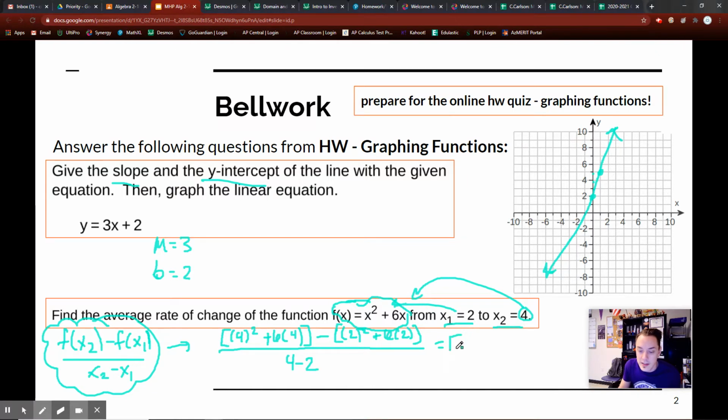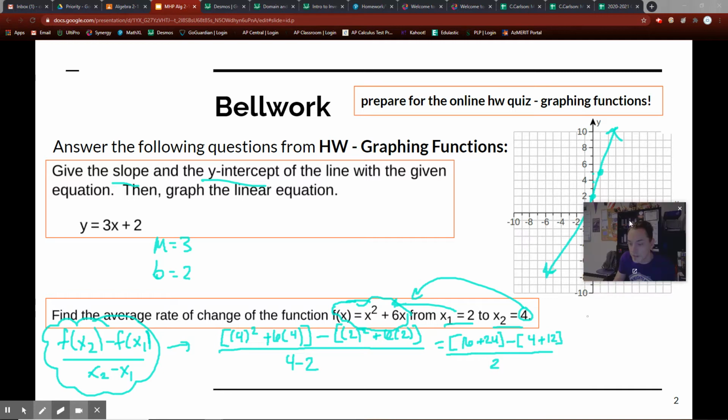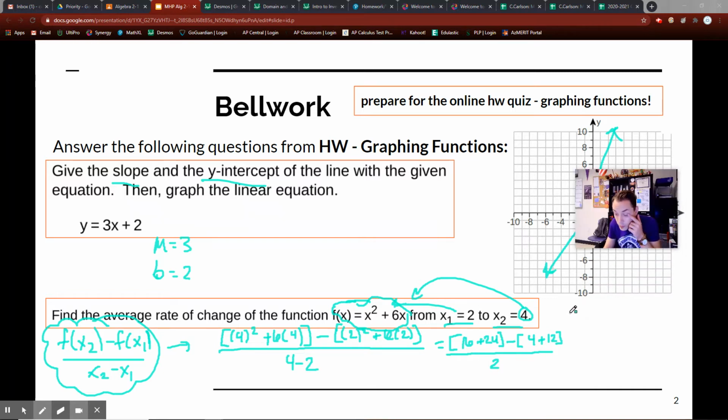How can I do this in brackets? 4 squared is 16, and then that's going to be plus 24. 6 times 4. Minus, still in brackets, 2 squared is going to be 4, and then 6 times 2 is going to be 12, so plus 12. End brackets, and then this is going to be 2. I'm going to move my little face here. I have enough room to work. What does this equal? This is going to be 30.